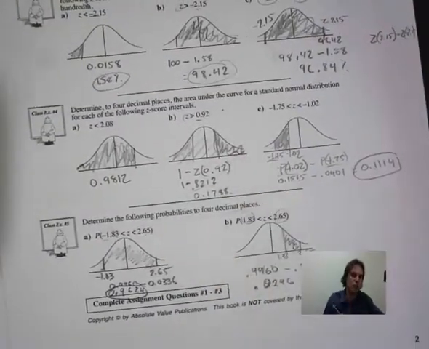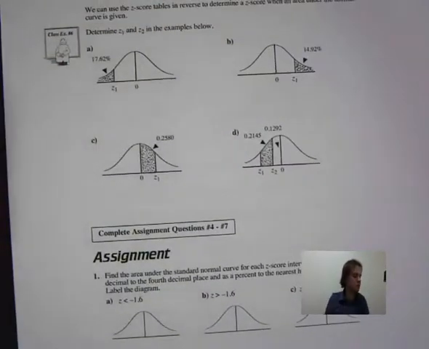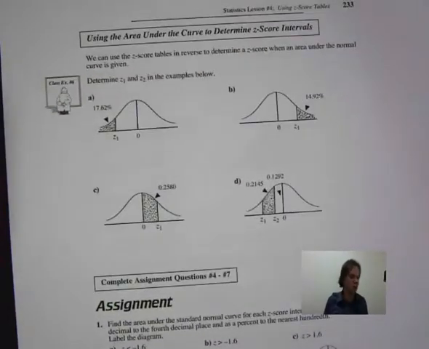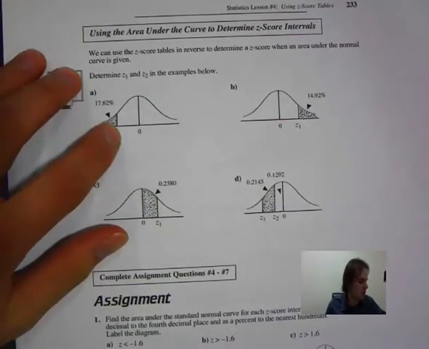So basically, probability and area under the curve are more or less the same thing. Next one. Last few questions. So this here is the exact opposite. We can use our z-score tables to determine the z-score for each.